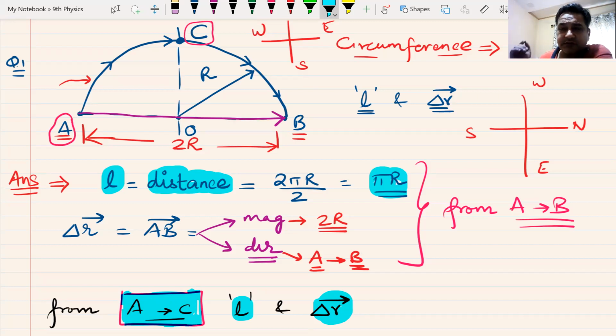Toshiki, Ayush, Vedansh. Sir, distance is 2 pi r by 4. Distance is 2 pi r by 4. Very nice.